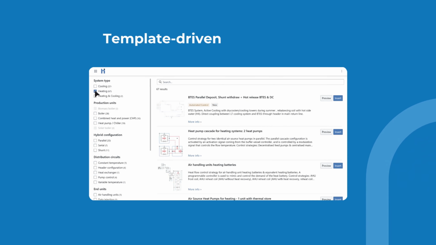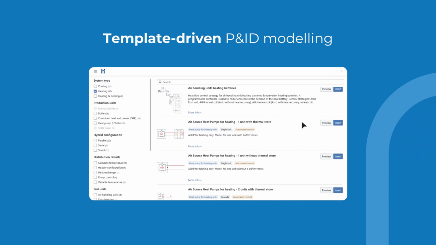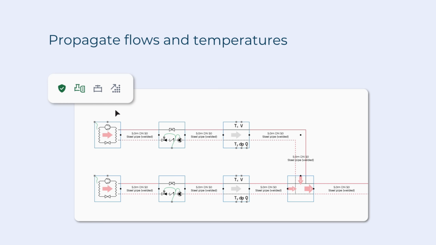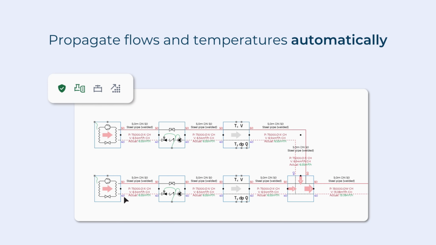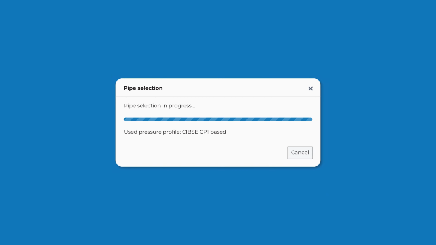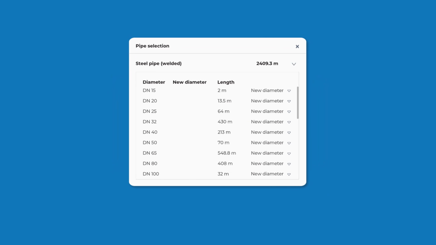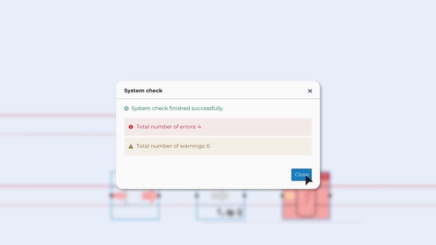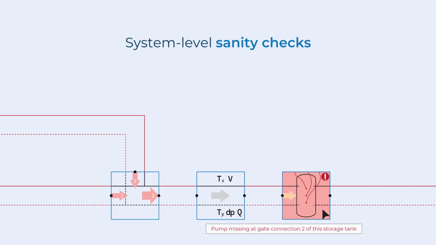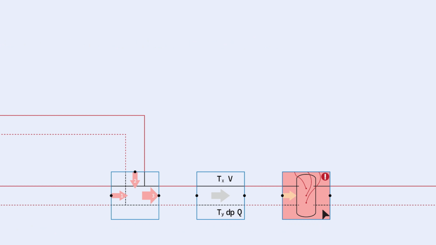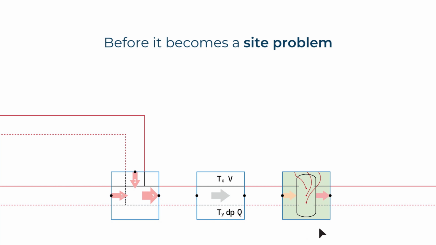Start from template-driven P&ID modeling and propagate flows and temperatures automatically through the system. Pipe sizing becomes part of the model, not a separate spreadsheet. And system-level sanity checks catch mistakes early, including pump placement, before it becomes a site problem.